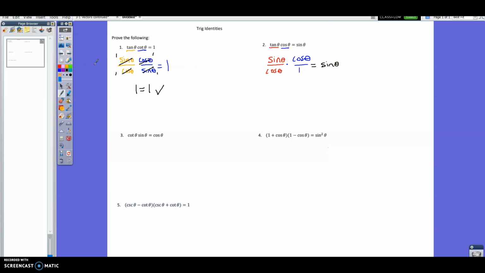Now, we look at what we can cancel. We have a cosine in common on top and bottom. So they're going to cancel each other out to become 1s. And then we multiply all this out. We get sine theta equals sine theta, which is a true statement.